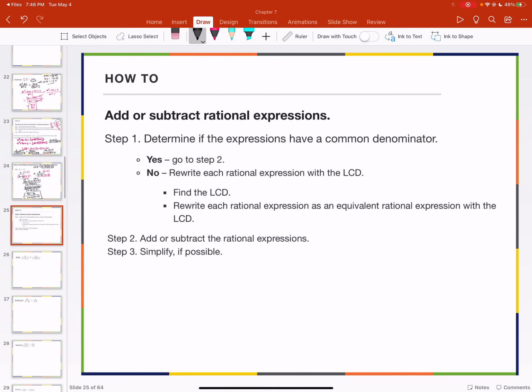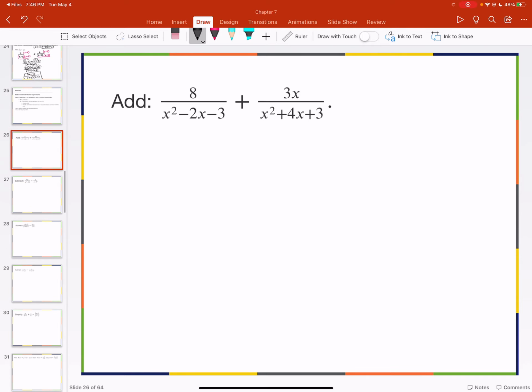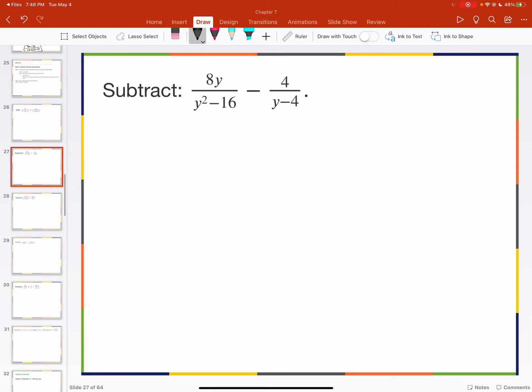So in general, to add or subtract rational expressions, if they have a common denominator, we just go ahead and add across the top. And if they don't, we need to rewrite each one with the LCD and then add across the top. So let's do a few more examples here. I think we did this one already, actually. So let's do this one here.